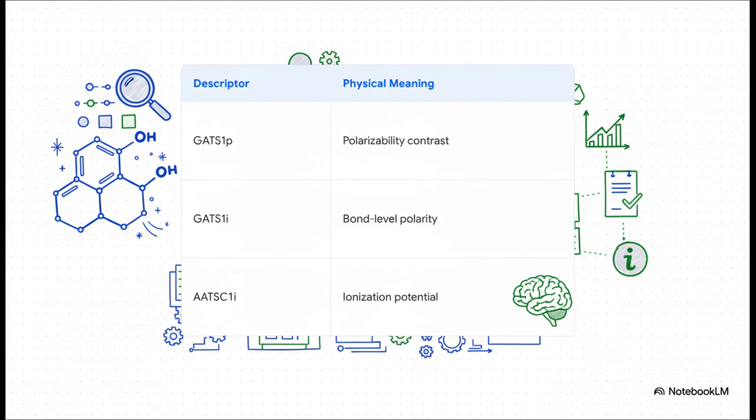And here's a concrete example. When tasked with predicting solvation-free energy, the model consistently selects descriptors related to polarizability and ionization potential. For instance, it identifies features that measure polarizability contrast between atoms or capture bond-level polarity. This aligns with the fundamental physical principles known to govern solvation.